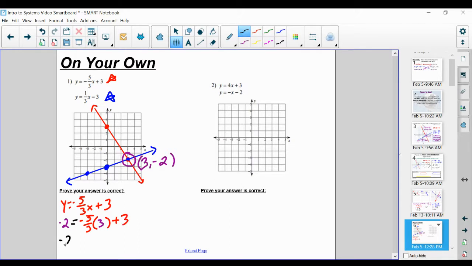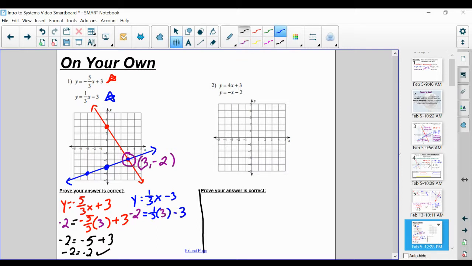All right, so we have negative 2 is equal to negative 5/3 times 3, which is negative 5, plus 3. Negative 2 is indeed equal to negative 2, which means that it will be on that red line. Now let's check our blue. We have y is equal to 1/3 x minus 3. We're going to substitute in our y value, which is negative 2. That's equal to 1/3 of our x value, which is 3.